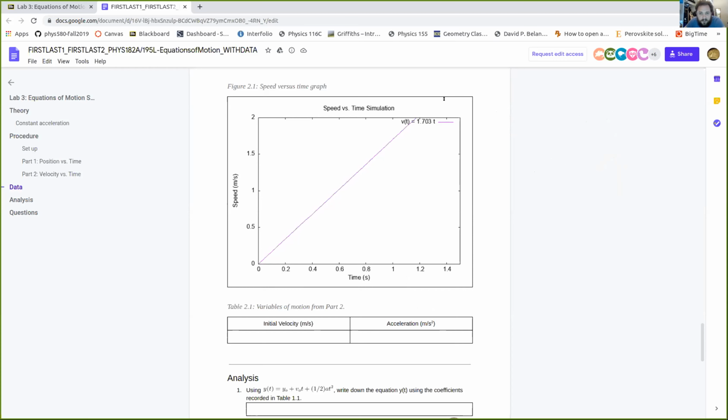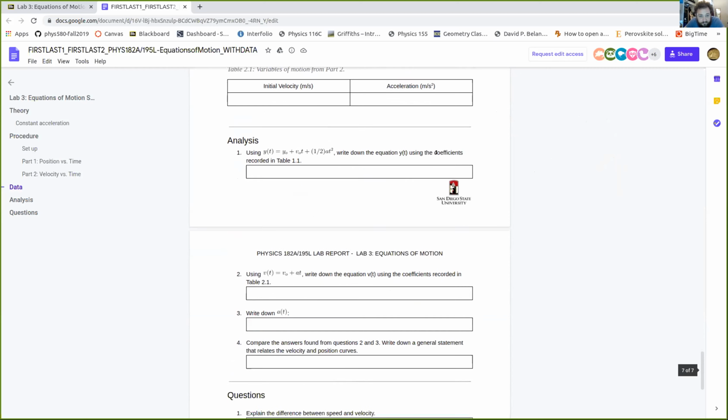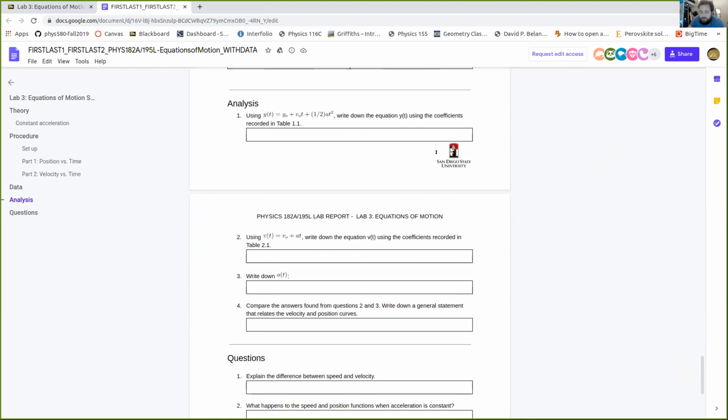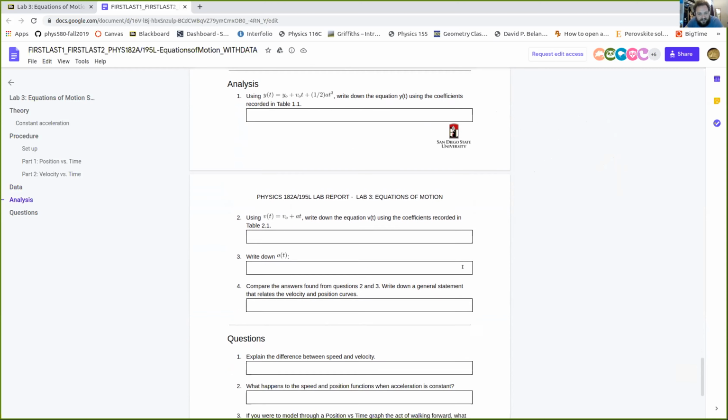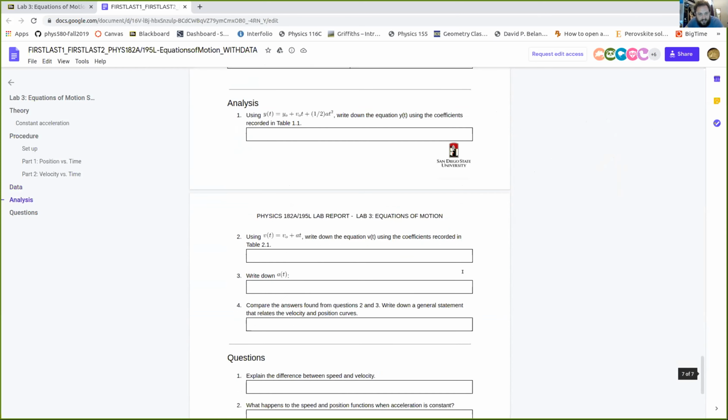Okay. So next page here. That's pretty much the whole thing. Now it's just answering some questions. That's literally it, and that's gonna be a pretty short lab.